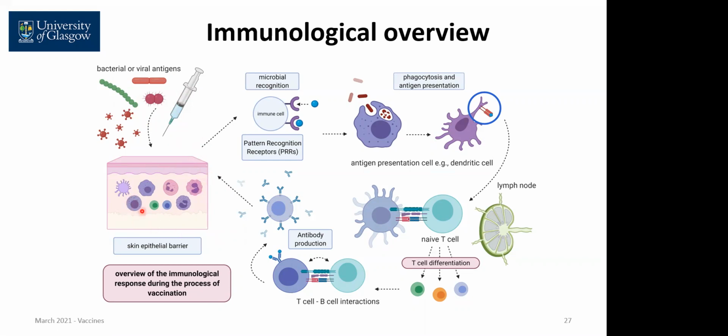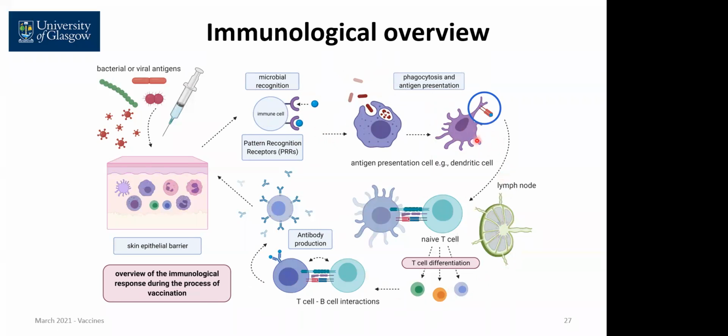So this is the skin epithelial barrier. You have innate immune cells and also B cells and T cells patrolling the skin epithelial barrier. First thing that happens is you get recognition of the microbes. The immune cells, via certain receptors known as pattern recognition receptors, will recognize the antigen. That antigen will then be phagocytosed and presented to T cells. This process here is occurring at the epithelial barrier. This process here is occurring within the lymph node.